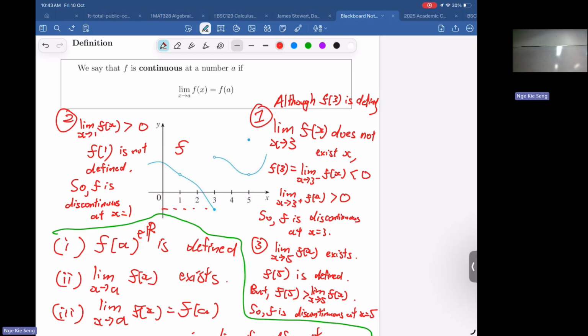So if you look at any other x, which x is continuous? Maybe give one from my right hand side. What's your name again? Yeah, right. So can you give me a point where f is continuous?